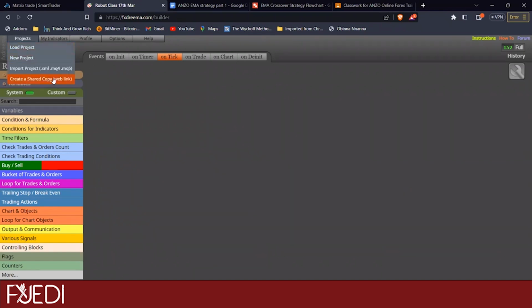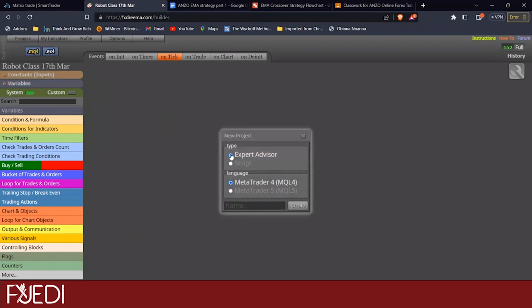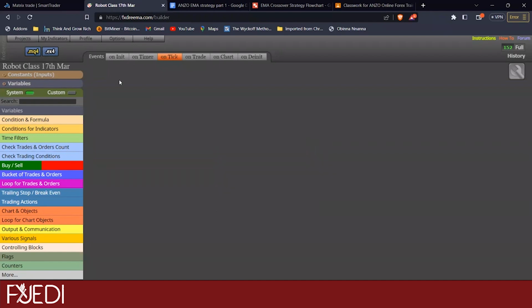So new projects, like so. Then you select expert advisor. If you want to build on the MT4, you select MetaTrader 4. If you want to build on the MT5, you select MetaTrader 5. You name your project and then you save, right? And once you create it, it will have a plain background like we have here on the screen.